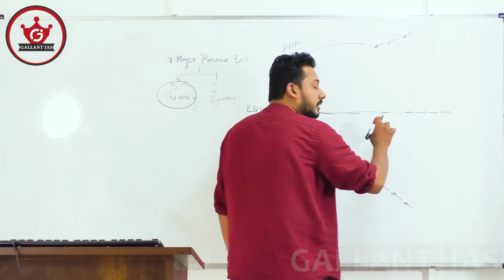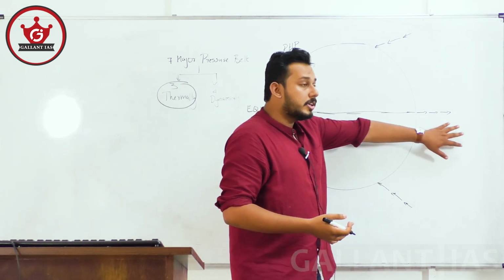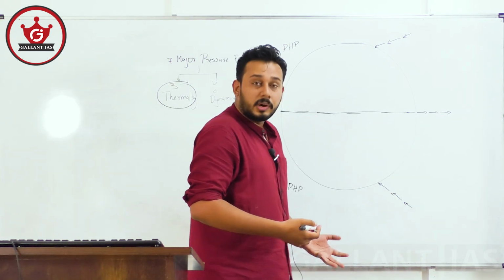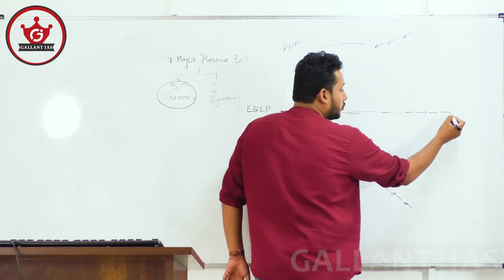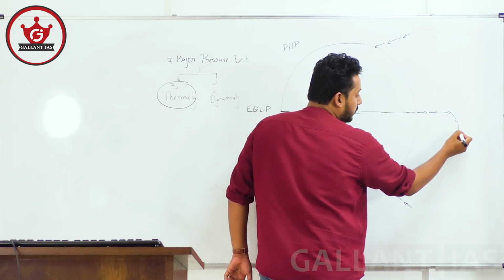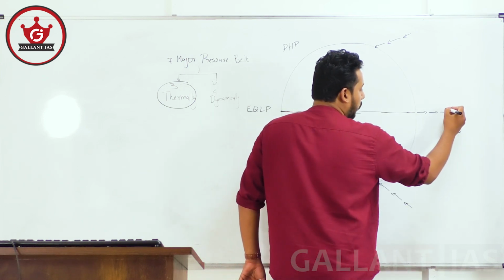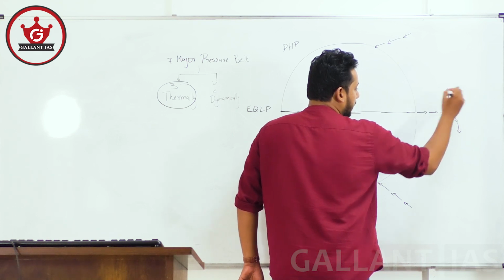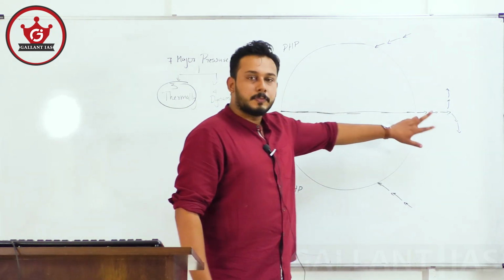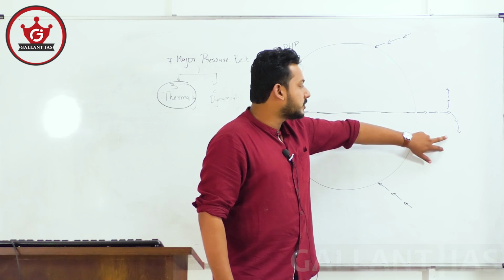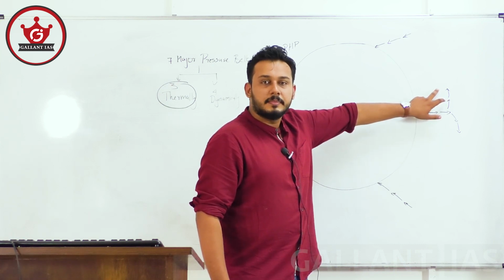From the bottom, the air keeps on rising. But the air cannot rise further upward due to the high density. So what happens? The air splits into 2 branches. One branch moves towards the southern hemisphere, while the other branch moves towards the northern hemisphere.